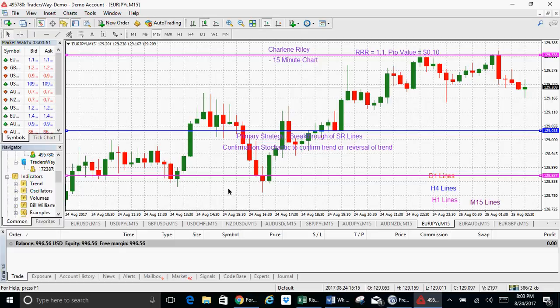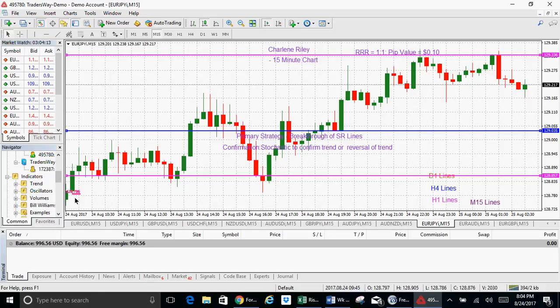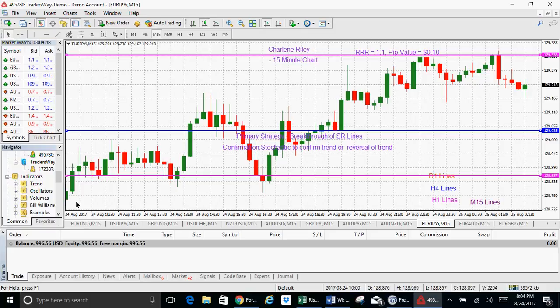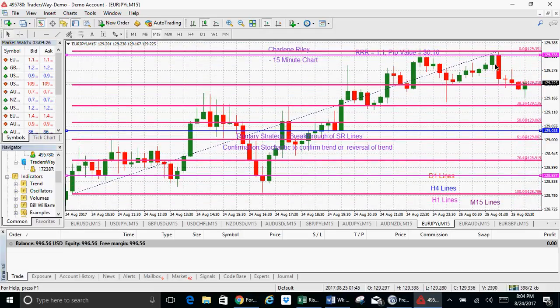So I'm ready to draw my Fibonacci lines on this Euro JPY 15-minute chart. So oh my, that didn't work out too good. Let's try again.